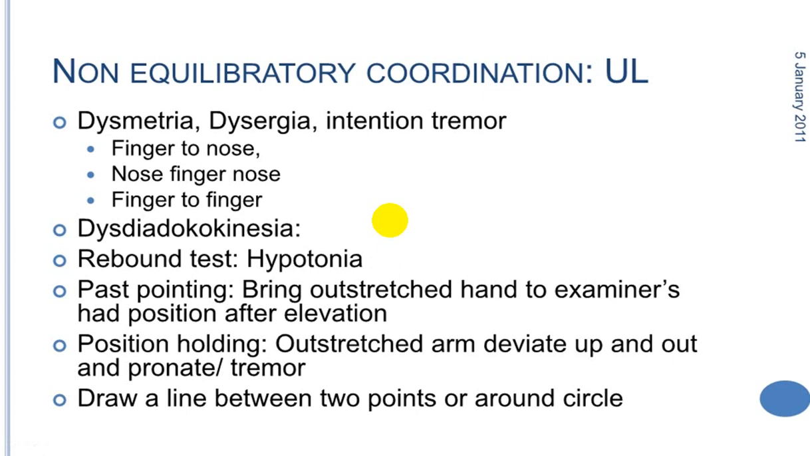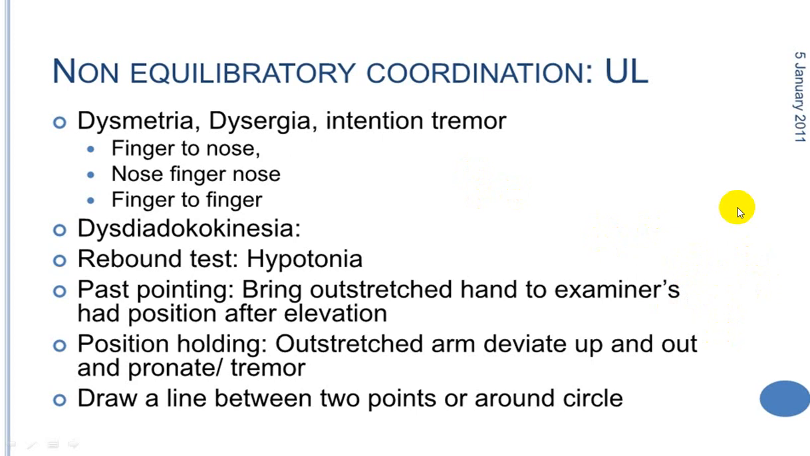Also in a rebound test there can be overshooting or undershooting. While asking a person to flex the arm against resistance, if you suddenly release that resistance, the person will have either overshooting or undershooting. And we have already mentioned past pointing, and also there is one we call Pronator Drift.